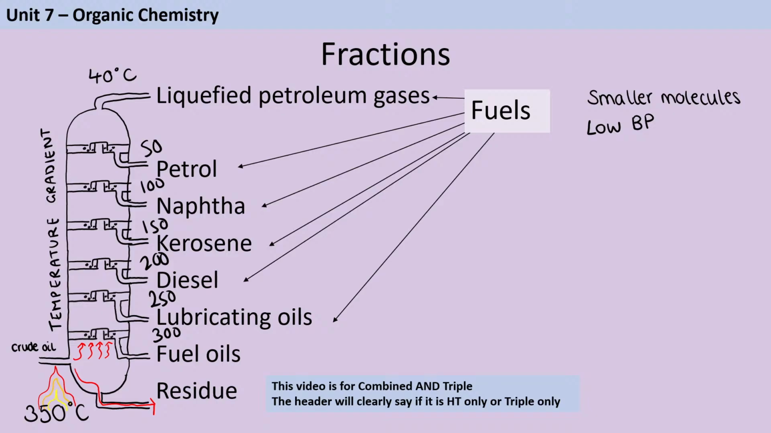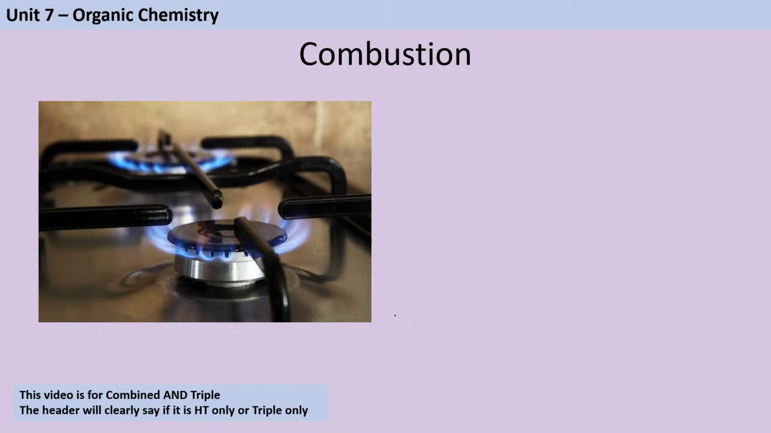So the ones that are collected at the top of the column are smaller molecules. They've got the lowest boiling point. They've also got the lowest viscosity. So in other words, they're not very sticky. Golden syrup is very viscous. That's what viscosity means. And also they're extremely flammable. So they are the very best fuels because they're going to burn the most cleanly. And that leads us nicely on to combustion.